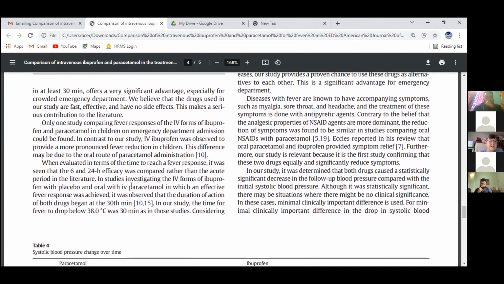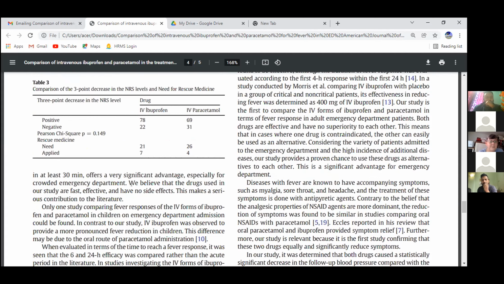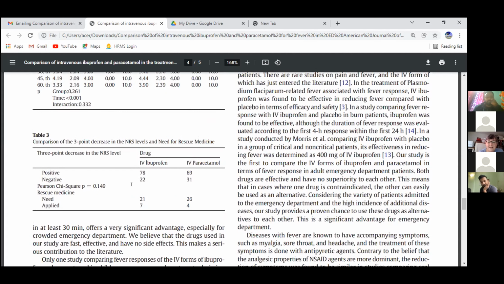I don't think they addressed it. They just say, yes, we found, I don't know how many, 47 people that needed rescue medication, but we decided to only give it to 11. It just seems a bit odd. Don't worry, sorry, carry on.